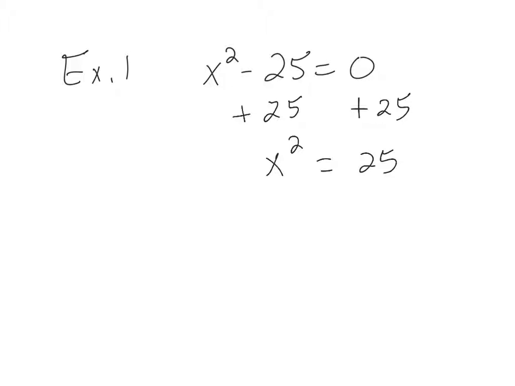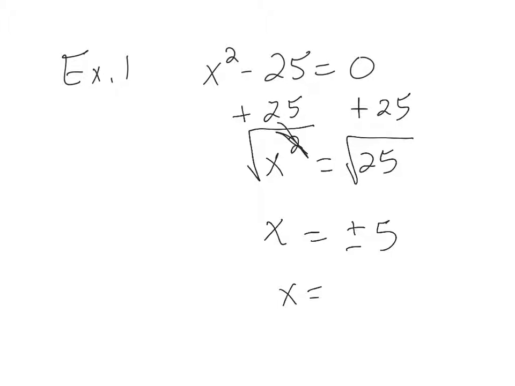Now to get rid of this x squared, we're going to have to take the square root of both sides. That will cancel out this exponent of 2. So you're left with just x on the left side, and then we have to find the square root of 25. Well, 5 times 5 is 25, but negative 5 times negative 5 is 25. So this is going to be a plus or minus 5. I don't have anything else with x, so I don't have to simplify it further. My answer is x is either negative 5 or positive 5.